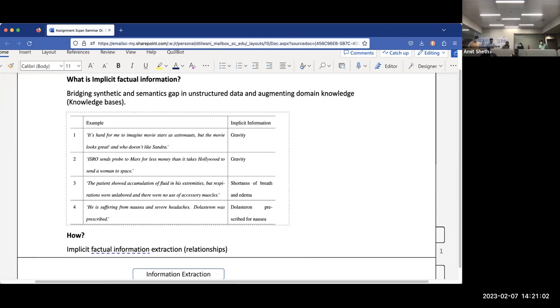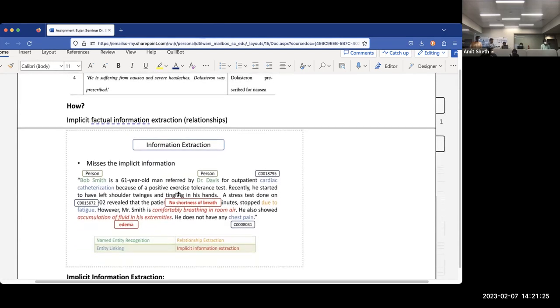Yes. Implicit knowledge is that which we don't know explicitly, but we get it from the whole understanding, which we can define using the knowledge base. So this was one example, the tweet and the movie system. And the other example is the shortness of breath and edema, which Rakshit discussed just now. So I can explain that.